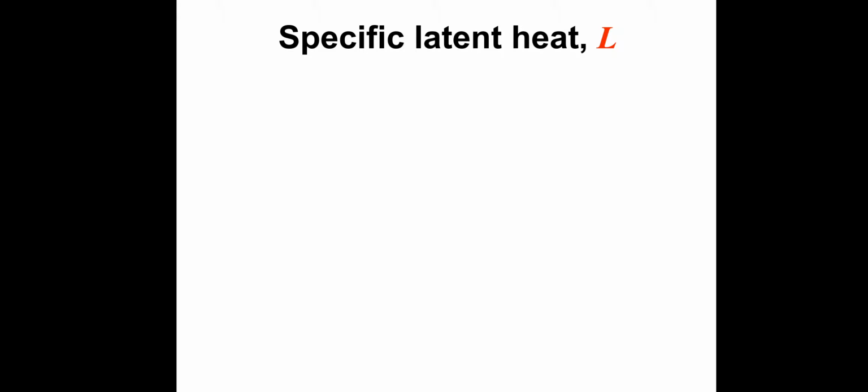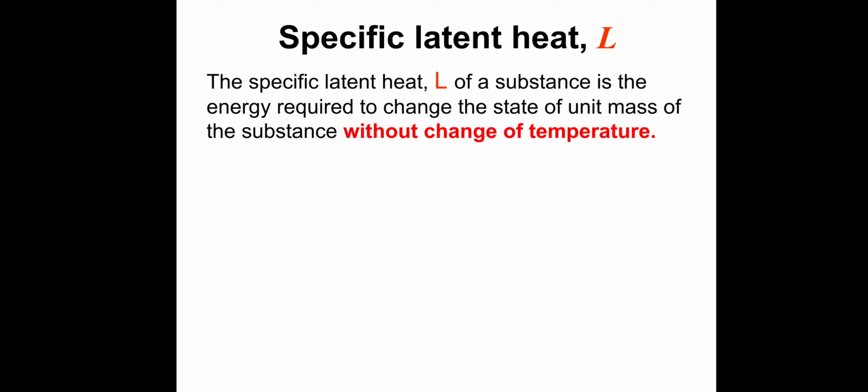Specific latent heat. So specific latent heat of a substance is the energy required to change the state of unit mass, or 1 kilogram, of the substance without a change of temperature. And in a moment we'll talk about the two different types of specific latent heat, or the two main ones I should say, the latent heat of vaporization and the latent heat of fusion. First of all, let's get this equation down.